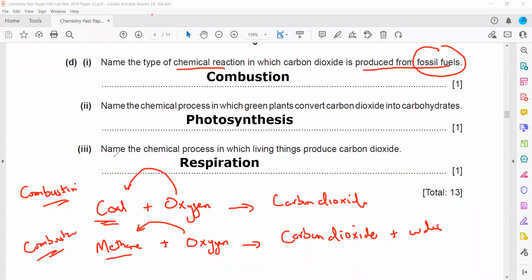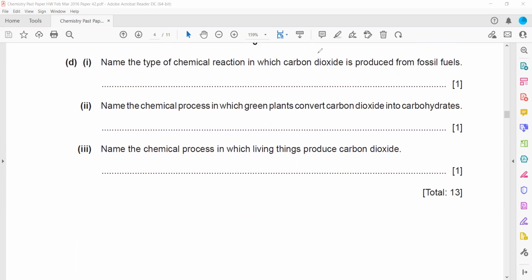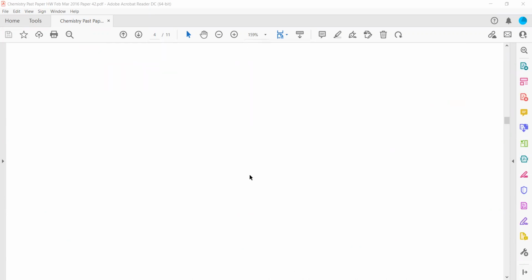Hydrogen peroxide decomposes into water and oxygen in the presence of a catalyst. What is meant by catalyst? A catalyst is a substance which alters the rate of reaction or changes the rate of reaction.